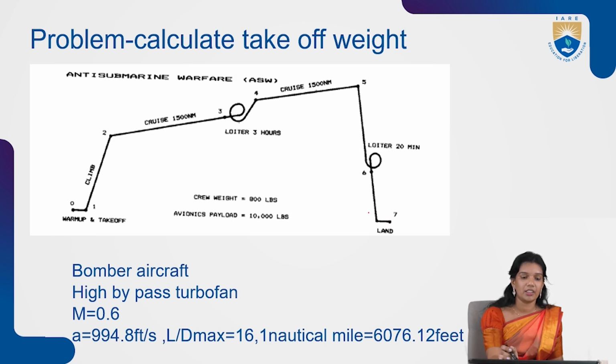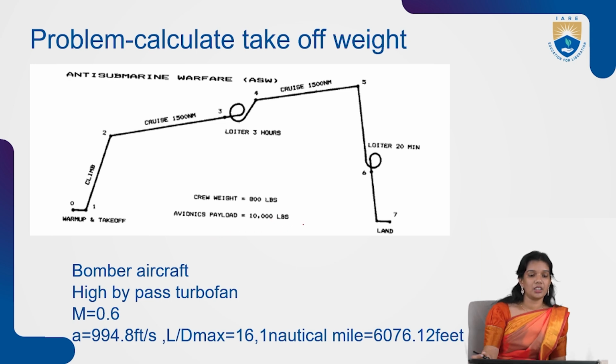The given conditions are: the first cruise is 1500 nautical miles, and the second cruise is also the same as the first cruise. The first loiter is 3 hours and the second loiter is 20 minutes. The given crew weight is 800 pounds and the avionics payload is 10,000 pounds. Now we have to calculate the takeoff weight estimation for this.